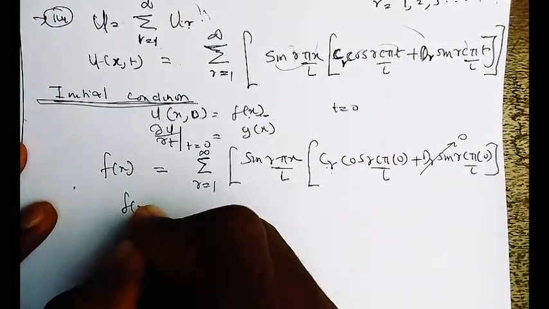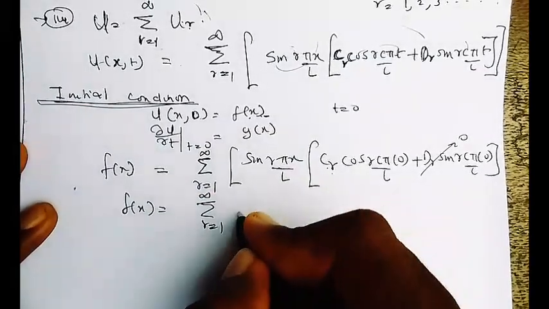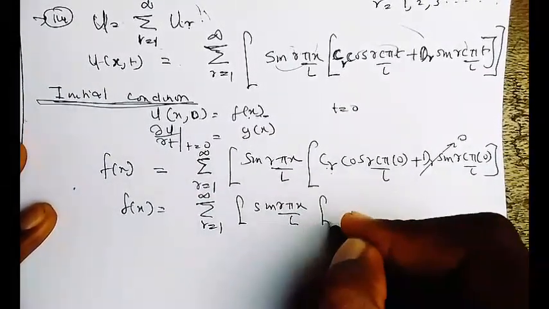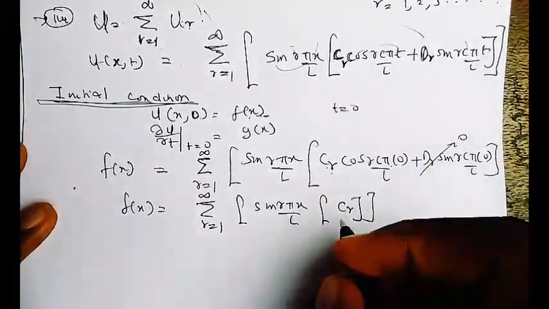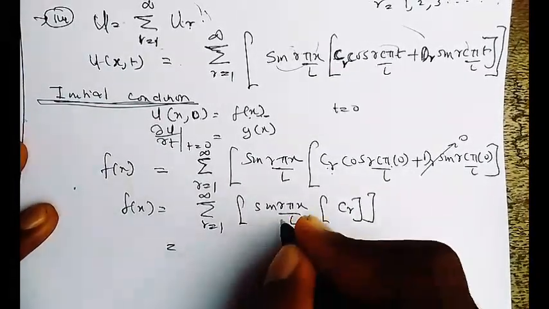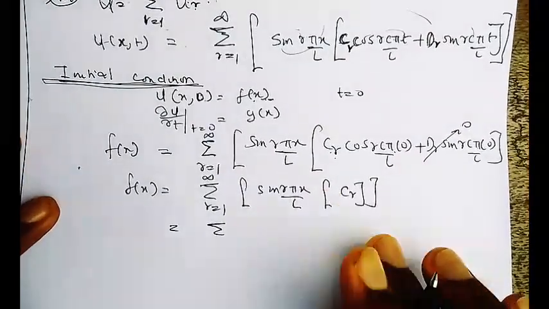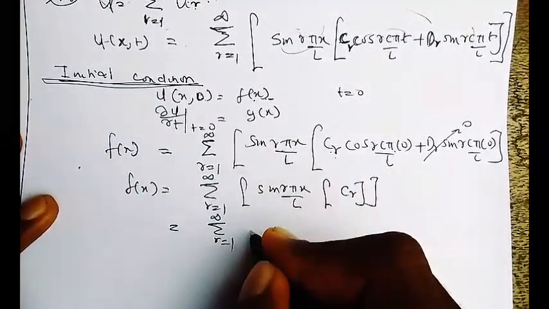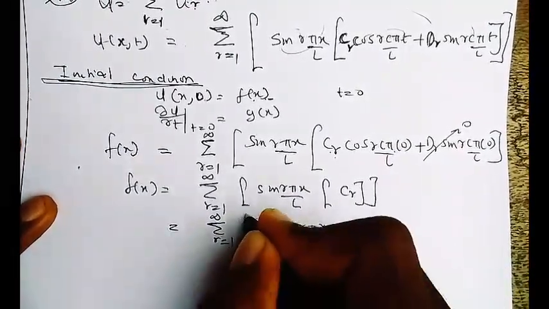So I can write my f(x) to be equal to the summation from r equals 1 to infinity, sine(r pi x over L), open bracket, just c_r. Remember, cos 0 is 1, so this is just left with c_r, right? Now, this is a constant, or you can just put them together. So this is the summation, starting from r equals 1 to infinity, c_r sine(r pi x over L).